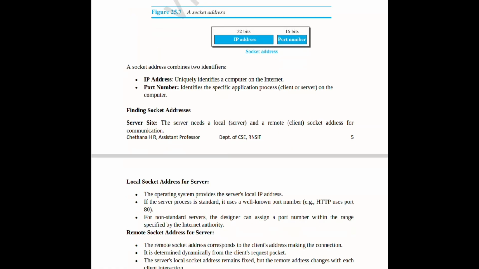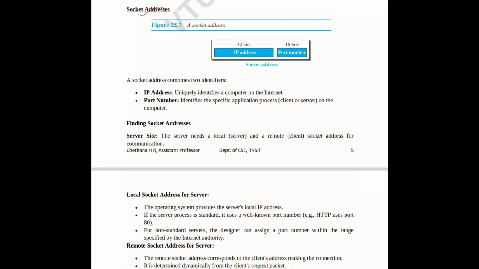Now, moving on to the socket address. The socket address has two parts that identify us. Firstly, it is the IP address, then the port number. Like mentioned before, the IP address is the unique identifier that identifies a computer on the internet. Port number identifies the specific application program, whether it is a client or server on the computer.